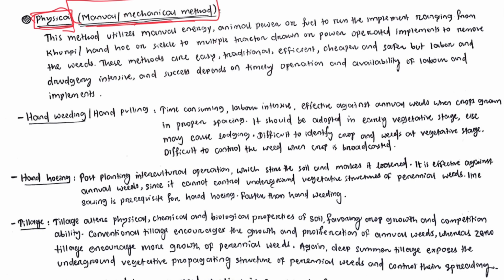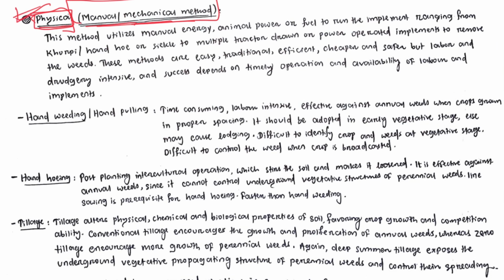So what does it mean? The physical approach means we are using either human power or mechanical power to control the weeds. Okay, here in the physical approach we are basically using power to control the weeds, right? In the preventive approach we were preventing the weeds from coming into our field. We do certain practices like imposing quarantine laws, weed control in the previous crop, then cleaning the field bunds, irrigation channels and all. You can watch that lecture.